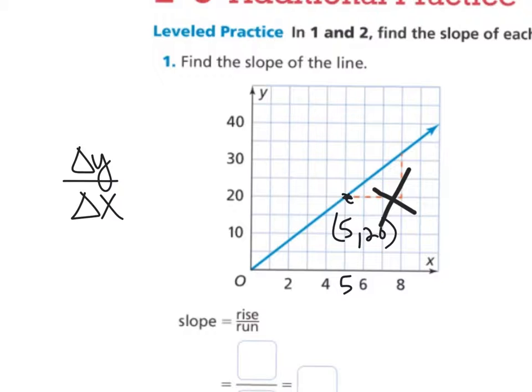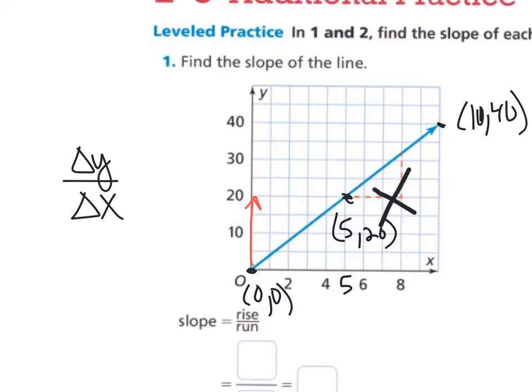Another point that this line goes through is the point (0, 0). If you wanted to, right at the end here of the graph, it does go through the point (10, 40), but the (0, 0) and the (5, 20) we picked, those are smaller numbers to work with. Probably be a little bit easier for us to work with those numbers. So if we start at (0, 0) going to (5, 20), we're going to look at our change in y and our change in x.